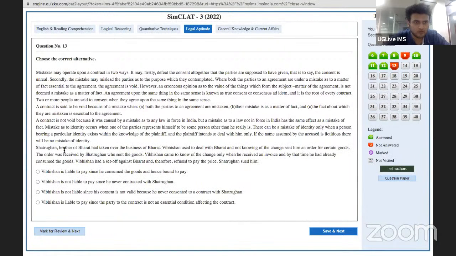So let's move ahead. Shatrughan, brother of Bharat, had taken over the business of Bharat. Vibhishan used to deal with Bharat and, not knowing of the change, sent him an order for certain goods. The order was received by Shatrughan, who sent the goods. Vibhishan came to know of the change only when he received an invoice, and by that time he had already consumed the goods. Vibhishan had a set-off against Bharat and therefore refused to pay the price. Shatrughan sued him. What should be the answer?